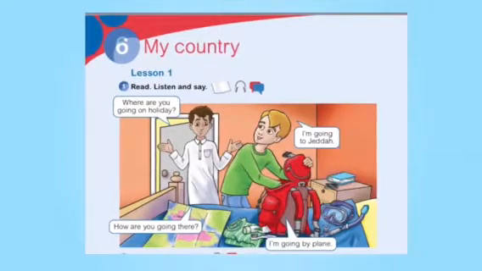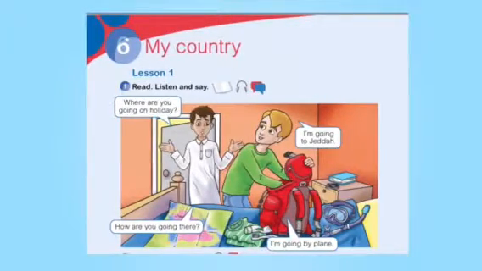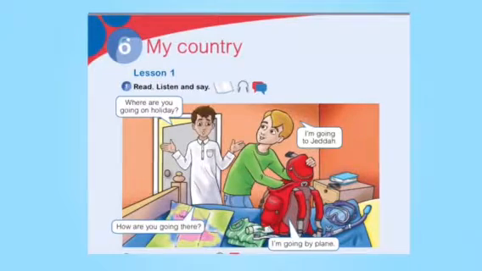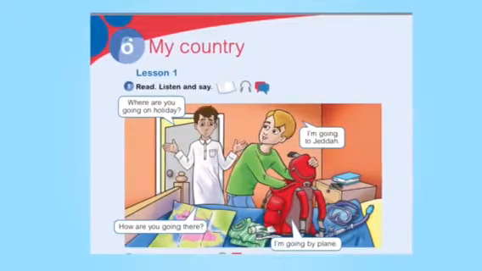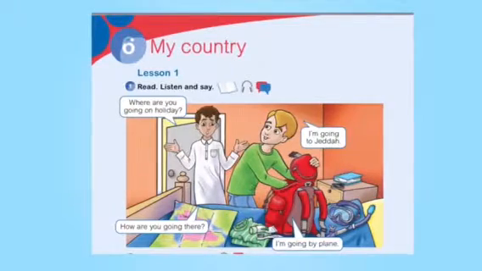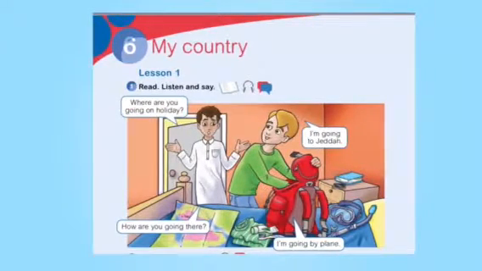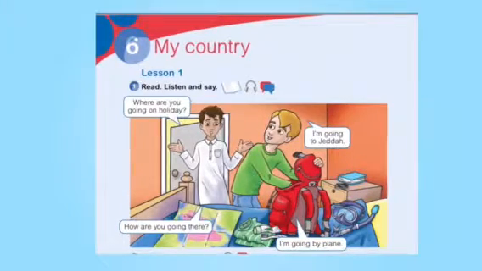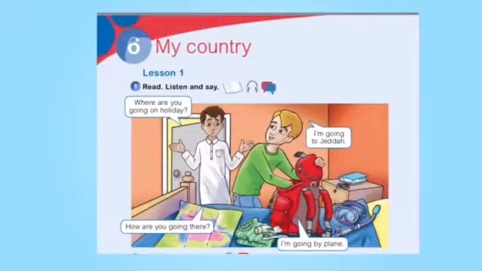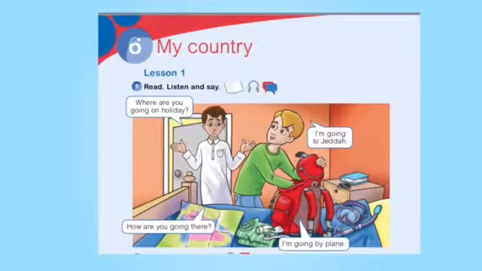Unit 6, My Country. Lesson 1, Activity 1. Read, listen, and say. Ali, where are you going on holiday? Tom, I'm going to Jeddah. Ali, how are you going there? Tom, I'm going by plane. Now let's repeat the conversation between Tom and Ali.